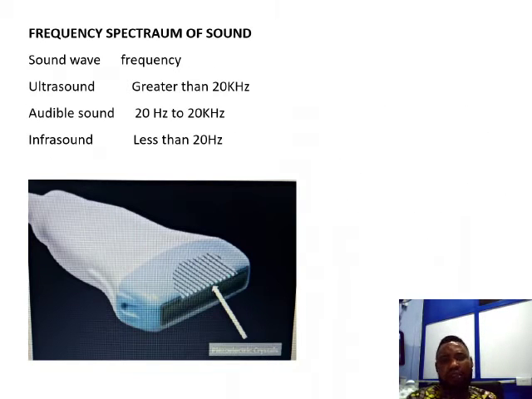Frequency spectrum of a sound wave and the frequency. Ultrasound has a frequency greater than 20 kHz, audible sound is 20 Hz to 20 kHz, while infrasound is less than 20 Hz. And you see the probe, whereby there is a receiving crystal, where the arrow is pointing to.